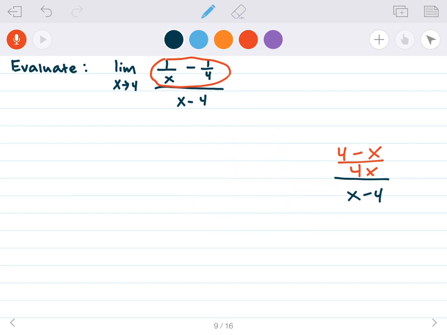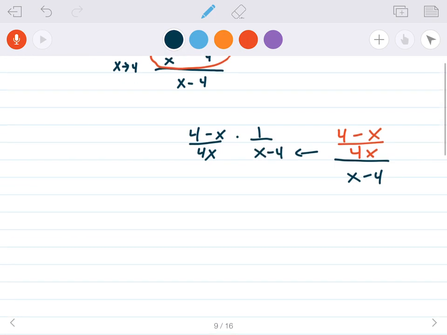So the next thing I can do is I have complex fractions. And when I do that, I can keep the top fraction, which is this, multiply by the reciprocal of the bottom fraction. The reciprocal of x minus 4 over 1 is 1 over x minus 4. Okay, and then I can multiply straight across, but what I'm noticing is that these guys in purple are almost the same, but not quite.